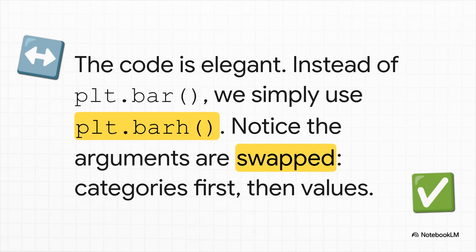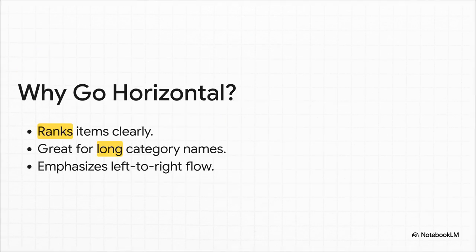Yep, that H is for horizontal. And you'll notice the arguments are swapped. Now the categories, our player names, go first, and the values, the total runs, go second. So why would you do this? Well, this horizontal format is fantastic for clearly ranking things. It's immediately obvious who's on top and who's on the bottom.